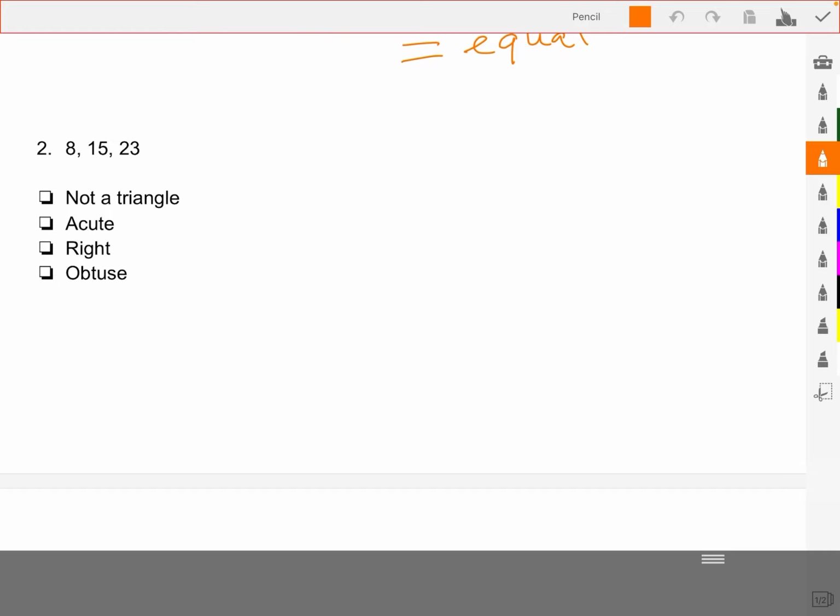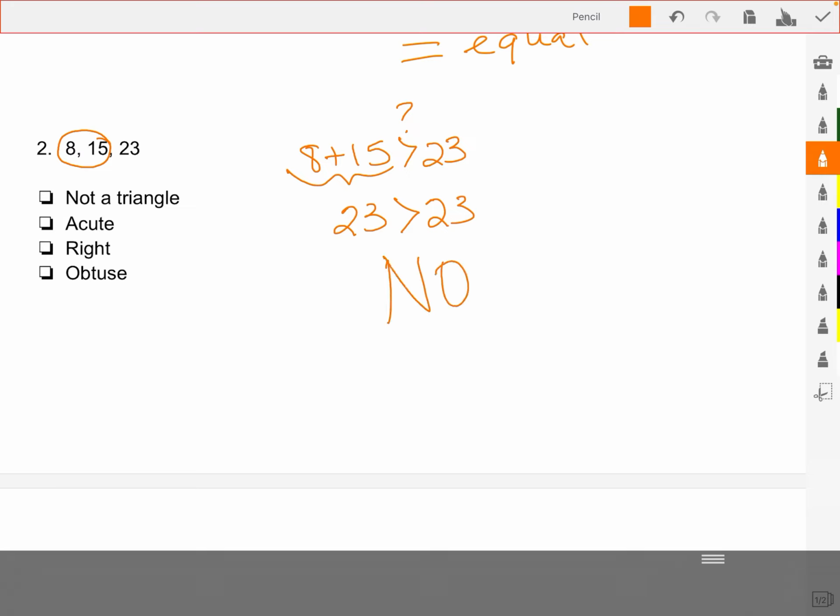All right, let's do another one. 8, 15, and 23. I'm going to compare these two added together to 23. Let's see, 8 plus 15 is 23. Is 23 bigger than 23? No, it's not. So this is not a triangle. There's no need to go any farther. It doesn't make a triangle, so it's not going to make an acute one or an obtuse one. This would be a flat line if you tried to connect those three lengths.